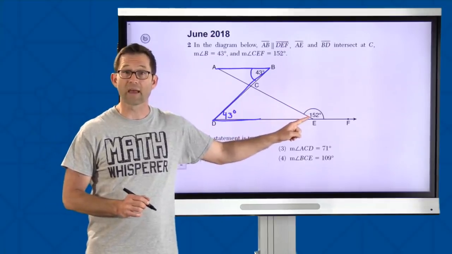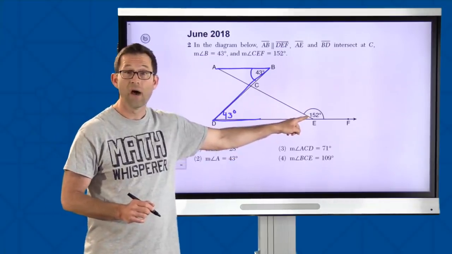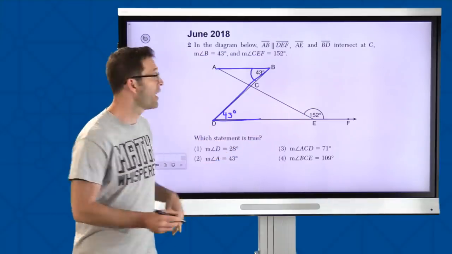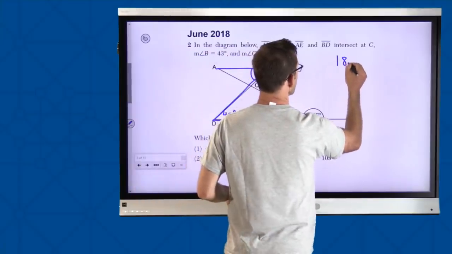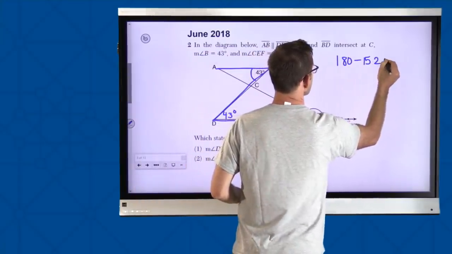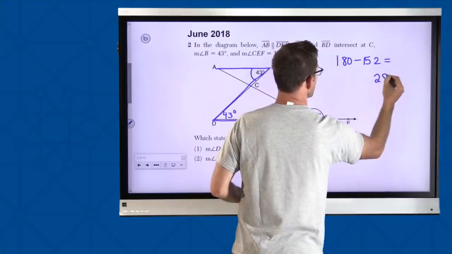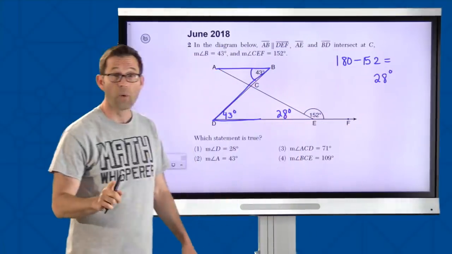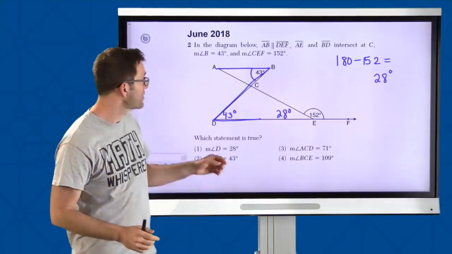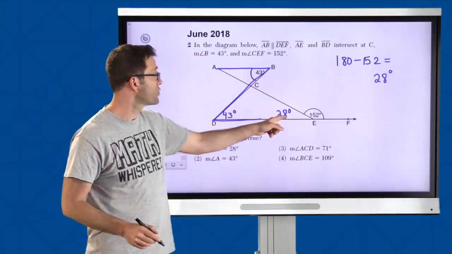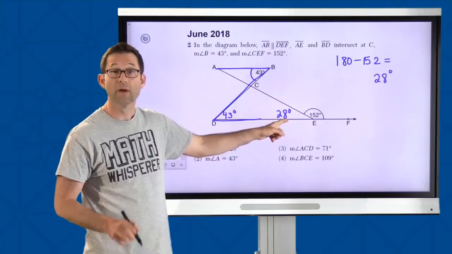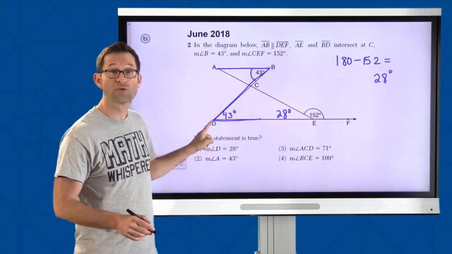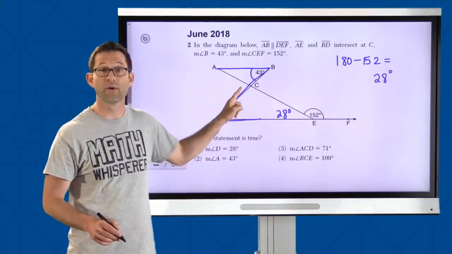Now, because this angle is 152 degrees, I can of course take 180, subtract 152, and find out this angle. I can just do a little 180 minus 152, right? And that's going to give me 28 degrees. All right. Now, likewise, think about this. I could now take my 43 and my 28, add them together, subtract from 180, and I can find this angle. Because of course, all triangles have their angles summed to 180 degrees.